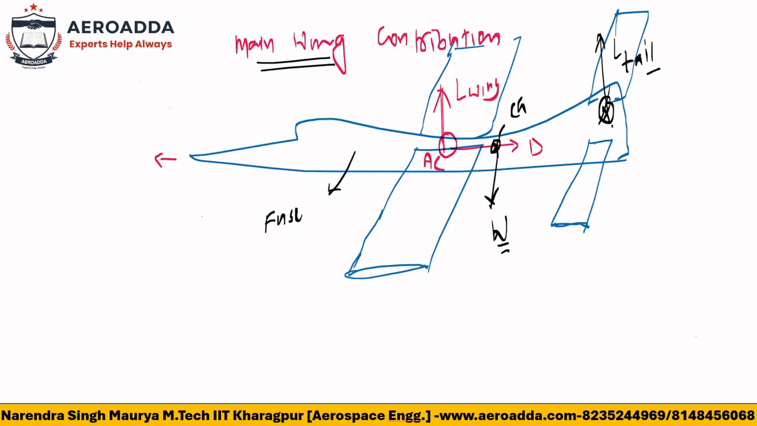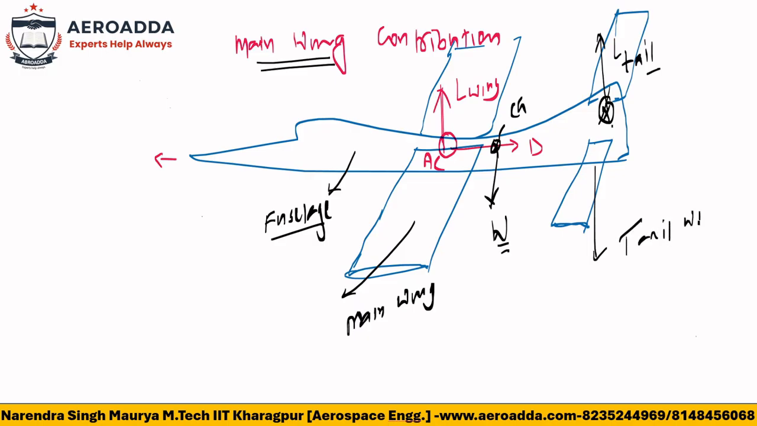We'll also check the fuselage's contribution. This is the main wing, the major component I'm talking about, and this is the tail wing. Tail wing contribution. So first I have started with the main wing.